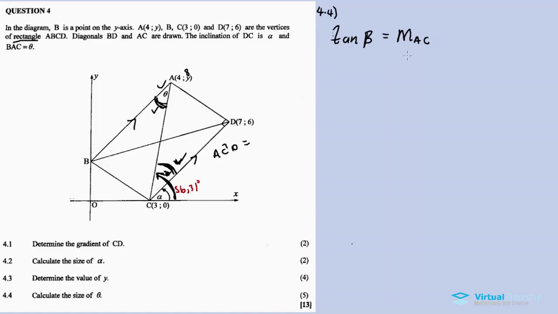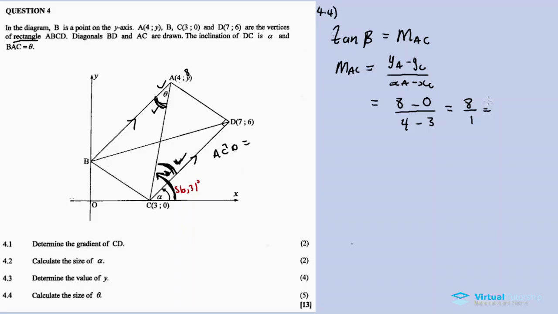Now we need to calculate the gradient of AC first. So gradient AC is equal to YA minus YC divided by XA minus XC. This is equal to YA, which is 8, minus YC, 0, divided by XA, 4, minus XC, which is 3, equal to 8 divided by 4 minus 3. 4 minus 3 is 1.